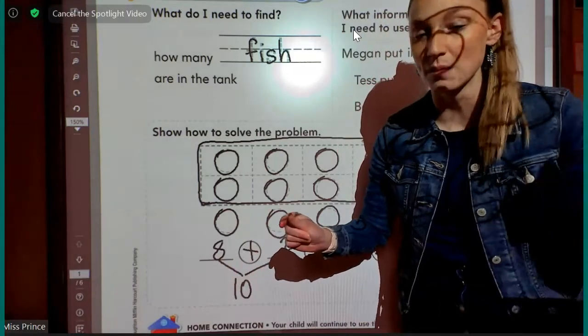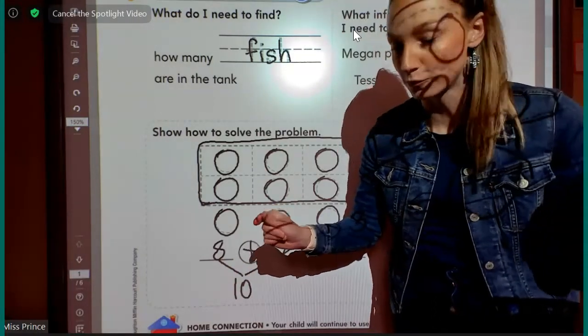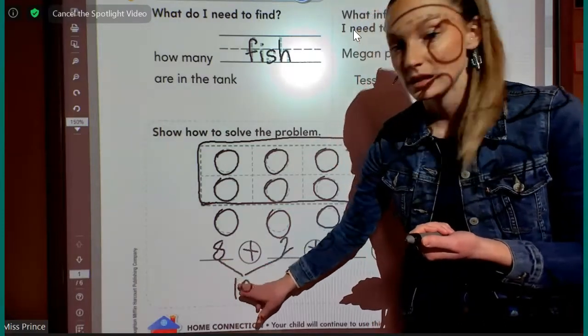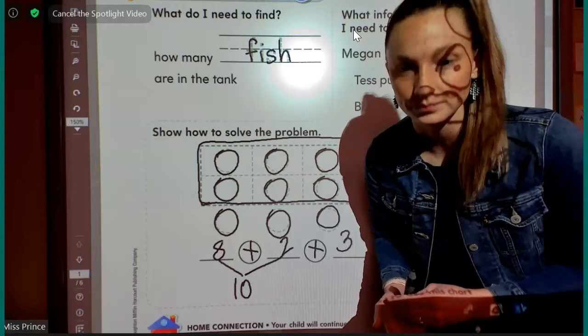Remember when we did that a couple of lessons before? We were making a 10 out of numbers. Yes. Can I go to the bathroom? Yes.